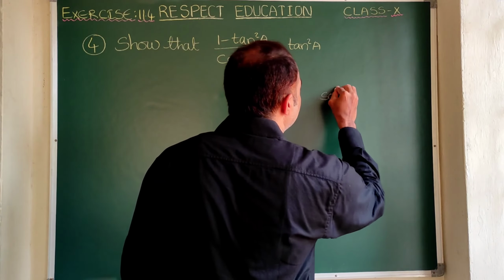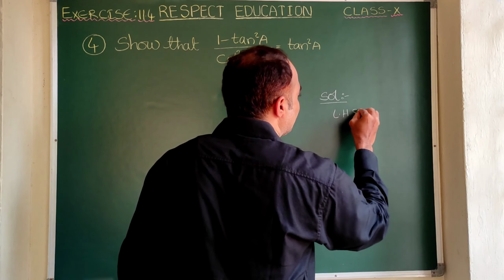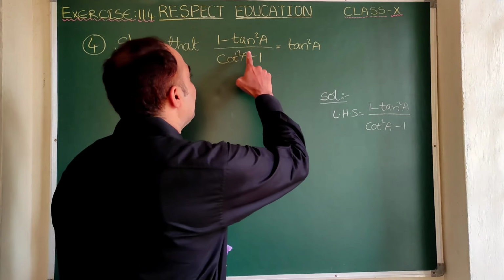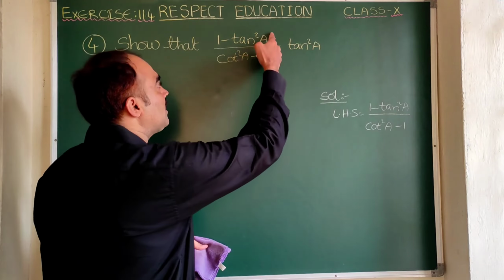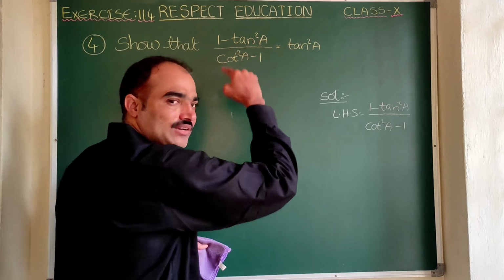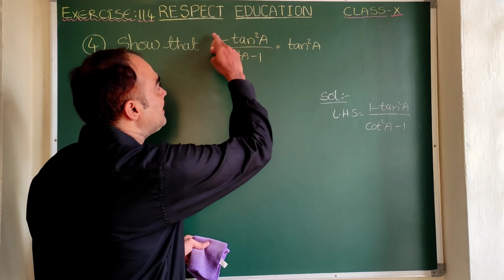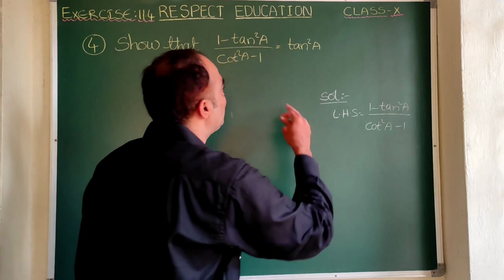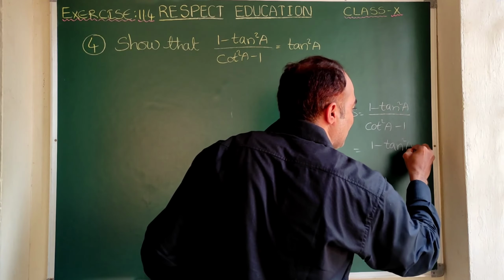So here let us consider the left hand side, that is LHS: 1 minus tan square A by 1 by cot square A minus 1. Here you observe the question. The right hand side we need to prove is tan square A. That means we have to convert this entire problem in terms of tan square A so that it will be easy to solve. Clear? So already this is in tan square A. Let us not disturb the numerator. Let us write 1 minus tan square A as it is.